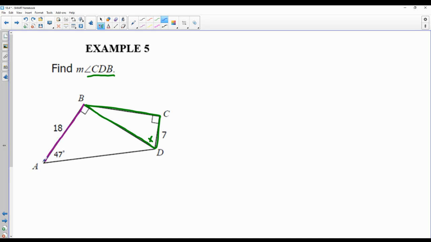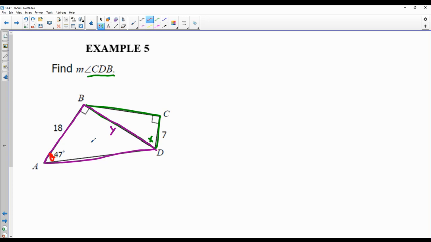We're going to look at this right triangle over here. And notice that these two triangles share this side right here, this BD. So I'm going to call that Y. And we're going to find that side first. And then I can use my trig ratios to find angle X. All right, so we're going to start off with calling this lovely angle theta.